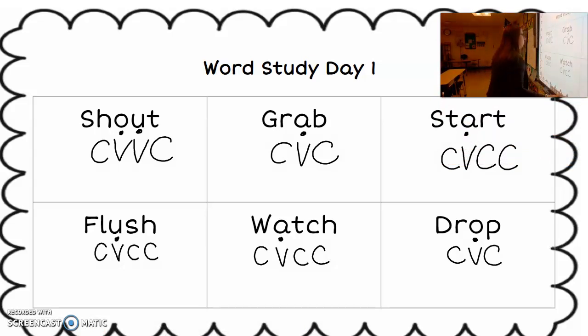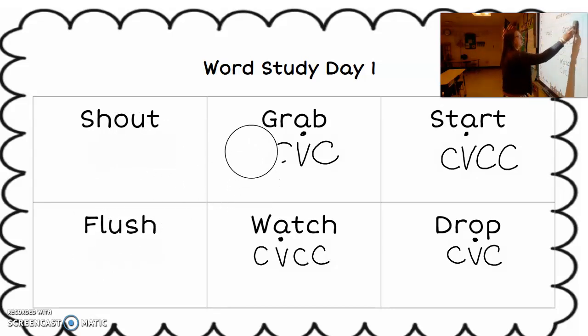Very good. So we just labeled all of our words and we put them into those 3 categories. CVC, like the words grab and drop. CVCC, the words start, watch, and flush. And CVVC, the word shout. Okay, let's go to the next part.